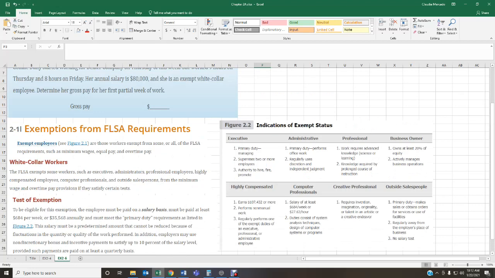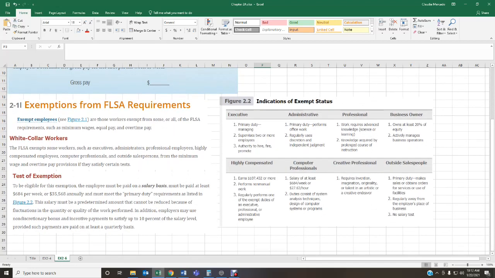and must meet the primary duty requirements as listed on figure 2.2. So I've included the figure. So here we have the executive titles, anybody that fits the executive ranks, which their primary duties are managing, supervising people, and they have the authority to hire, fire, or promote. We've got the administrative. These are primary duties performing of office work and regularly uses discretion and independent judgment. We have the professional category. Work requires advanced knowledge, knowledge acquired by prolonged course of instruction. We have business owners. They own at least 20% of equity of the business and they actively manage the business operation.